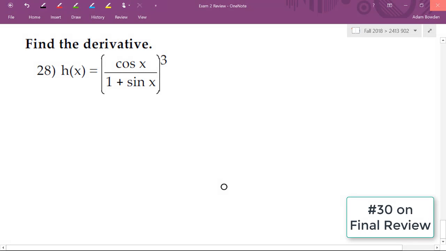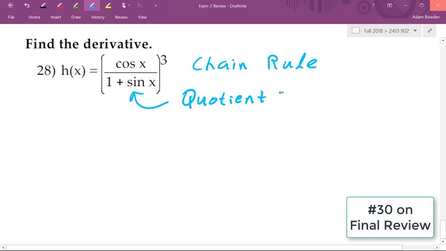Number 28. Here we have cosine x all over 1 plus sine x, all raised to the third power. Because we have this parentheses all on the outside here, on the very outside we have to deal with the chain rule, because we have the inside and the outside set up here. However, on the inside of all this stuff, you'll notice a fraction, and that's going to cause us to use the quotient rule. So we got to do both rules as part of applying the derivative process.